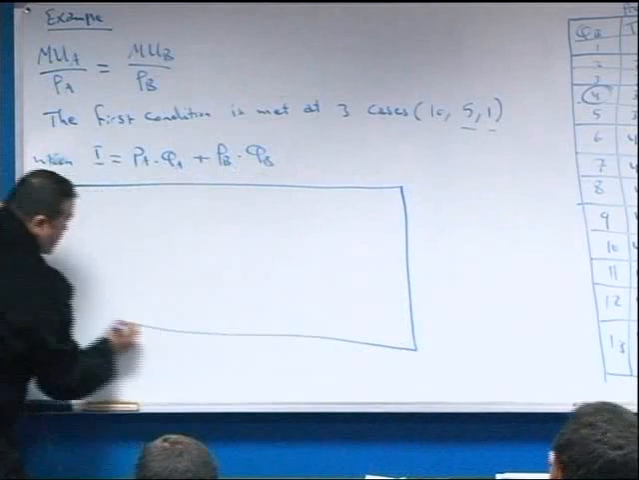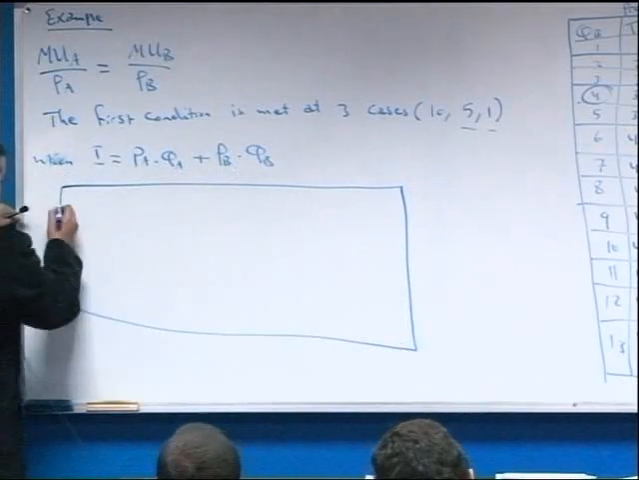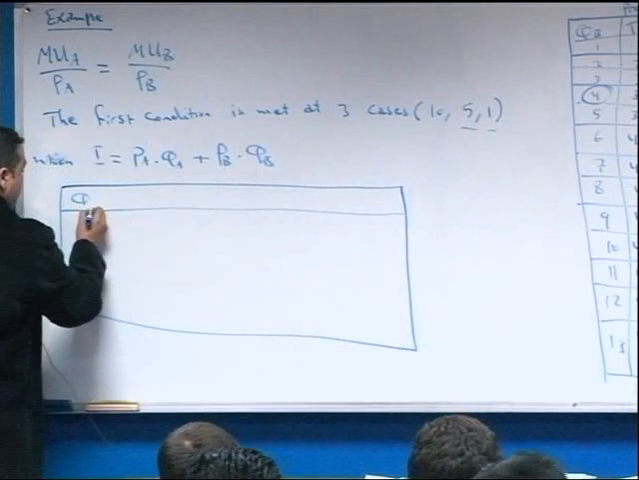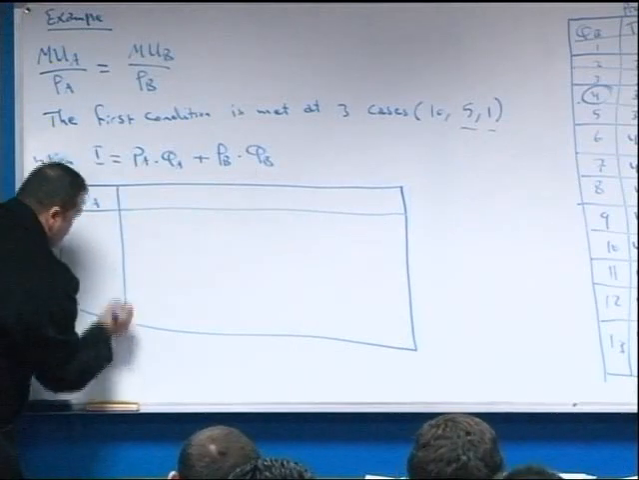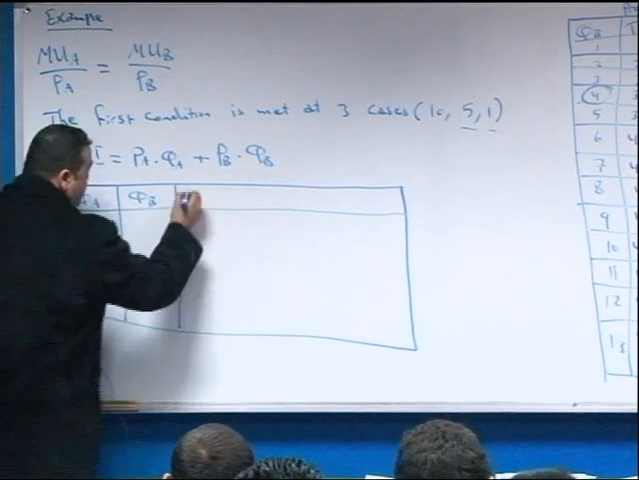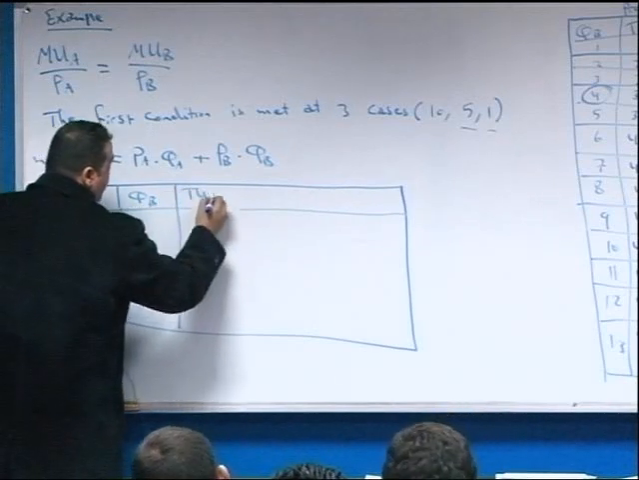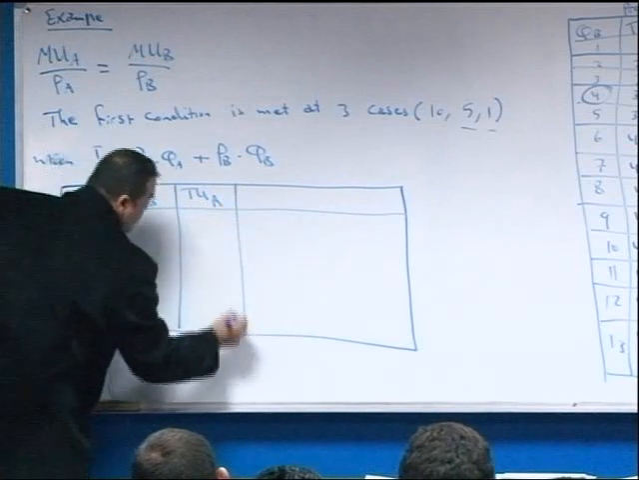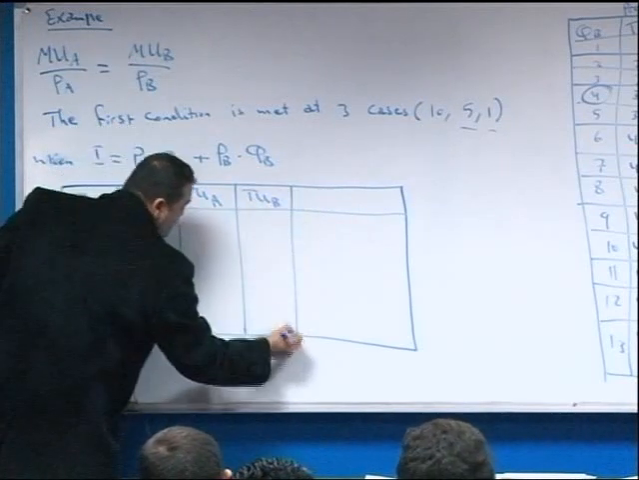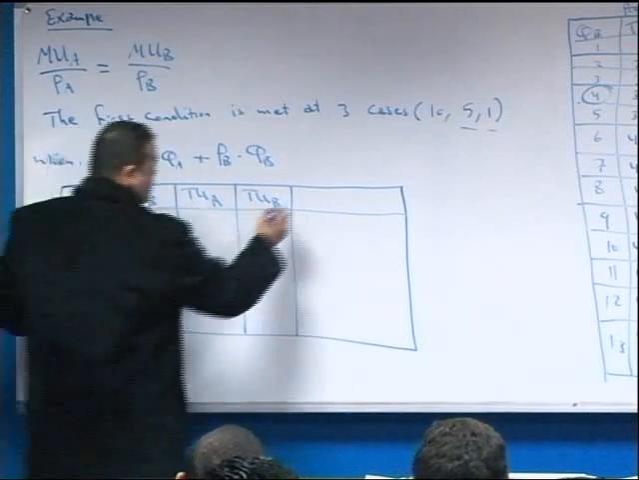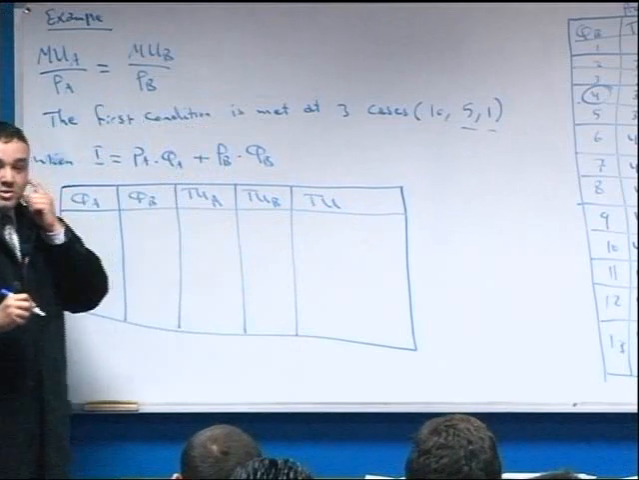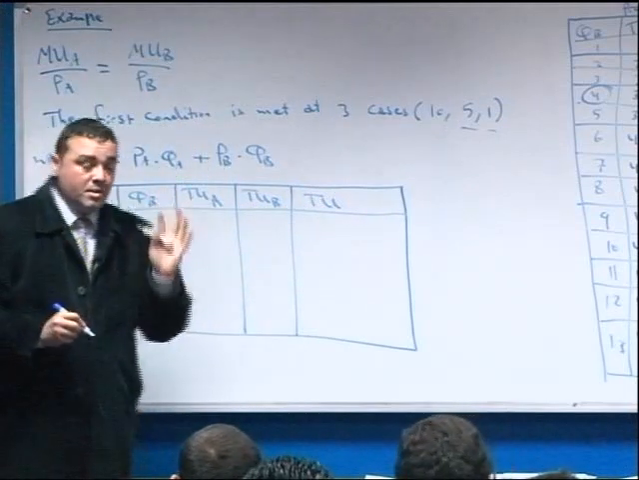Suppose that we have the following table. This is the quantity of A, quantity of B, the total utility of A, the total utility of B, and the total utility, the summation of total utility when the consumer consumes A and B.